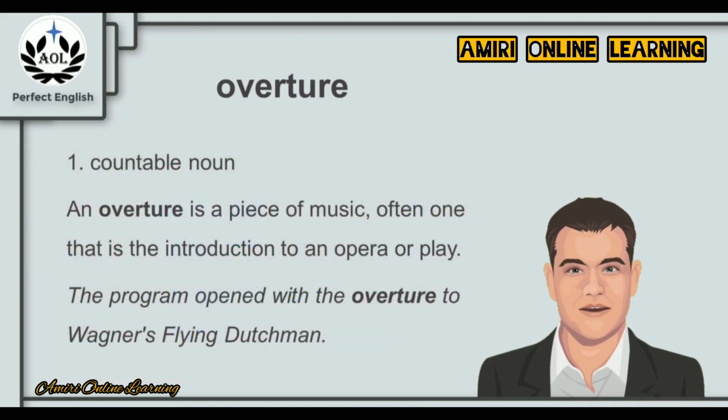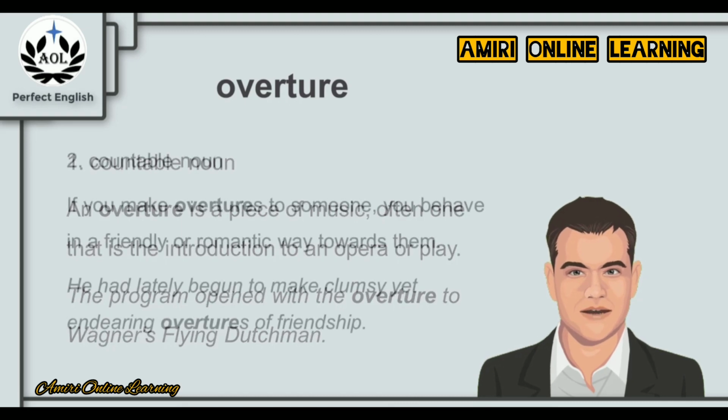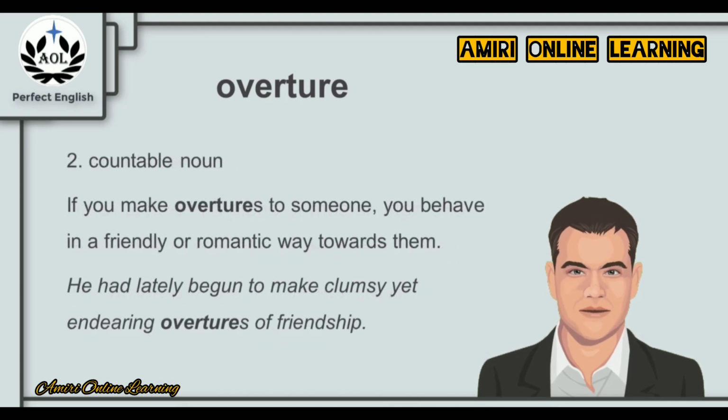An overture is a piece of music, often one that is the introduction to an opera or play. For example, the program opened with the overture to Wagner's Flying Dutchman. An overture can also be used in a different context. If you make overtures to someone, you behave in a friendly or romantic way towards them.